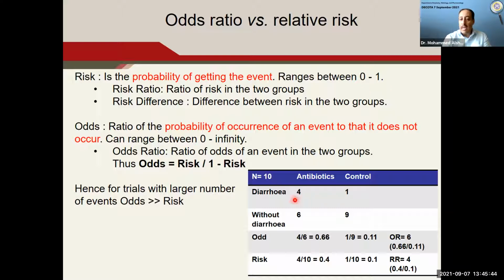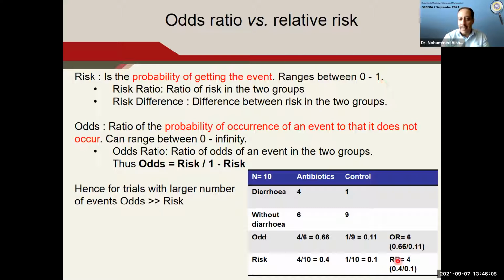Because if 0 out of 10 got diarrhea, 0 divided by 10 is equal to 0. If all of them, 10 divided by 10, got diarrhea, then the risk will be 1, isn't it? That's why the risk ranges between 0 to 1.